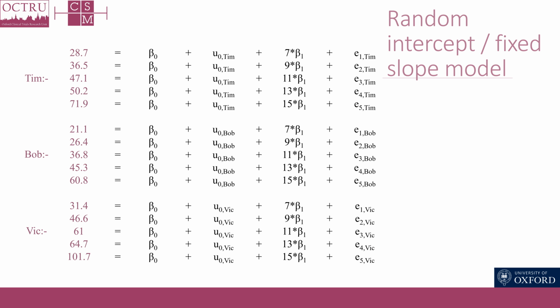These equations are prediction equations for each of Tim, Bob, and Vic. The prediction for Tim's weight at age 7 is made of the overall population intercept, plus how far away Tim's own intercept is from the population intercept, plus the population slope multiplied by age 7, which runs parallel to the population slope because this is a fixed slope model, plus how far away Tim's individual observations are from its own line.